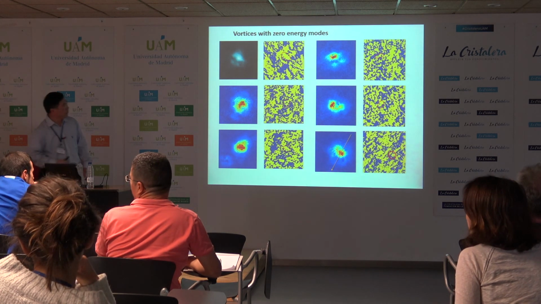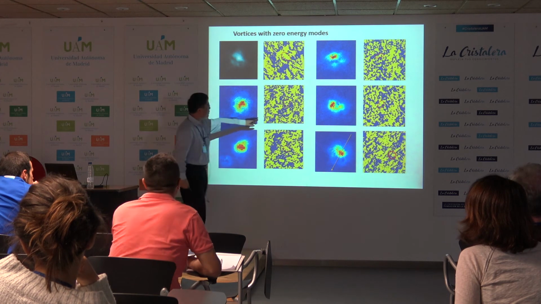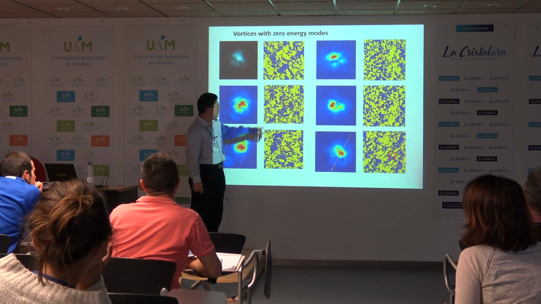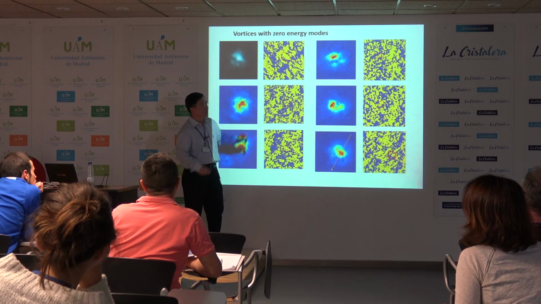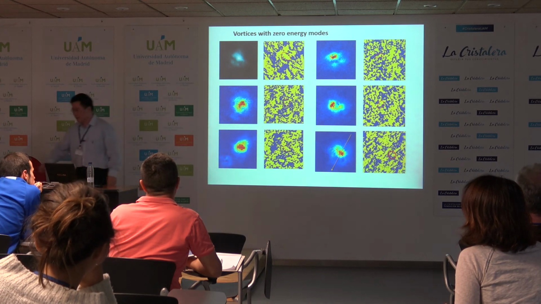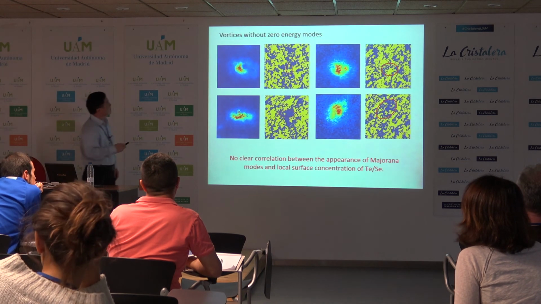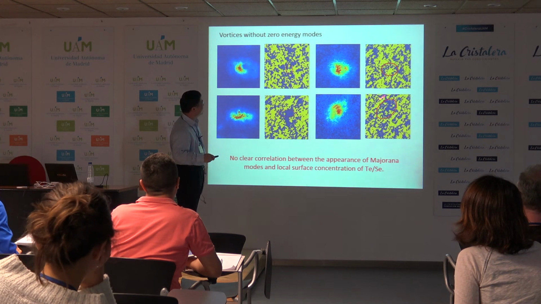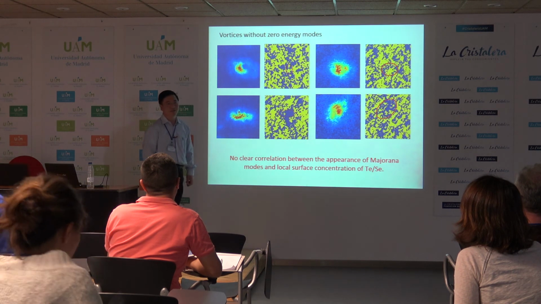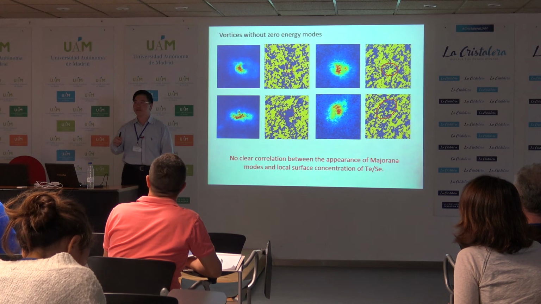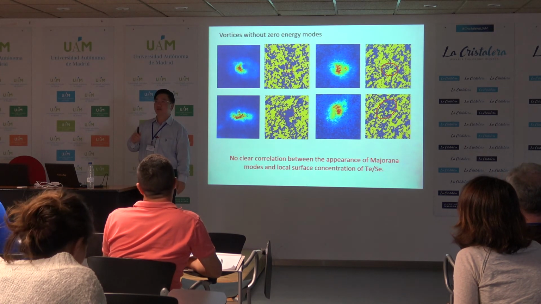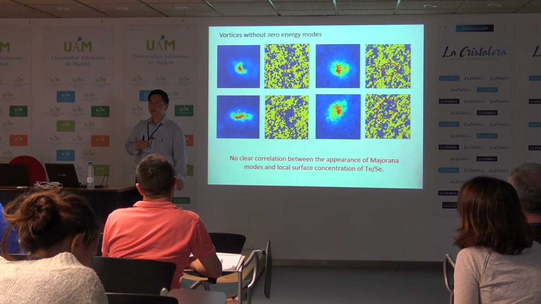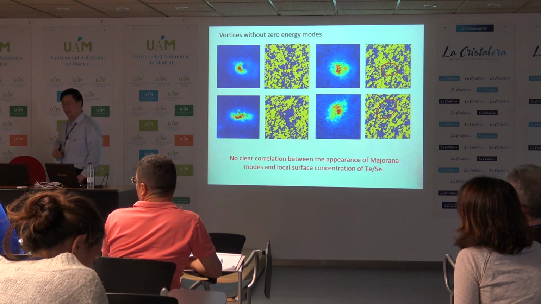So what are these blue yellow plots? Here is the concentration of the tellurium and the selenium on the surface. From our data we can figure out where is the tellurium, where is the selenium. Let me show the vortices without the zero bias conductance peak. You can see that here tellurium is a bit diluted, but here it's also dense, but we don't see the zero bias conductance peak. So it seems that on the surface, the concentration of tellurium and selenium does not have a strong influence on the emergence of the zero bias conductance peak.